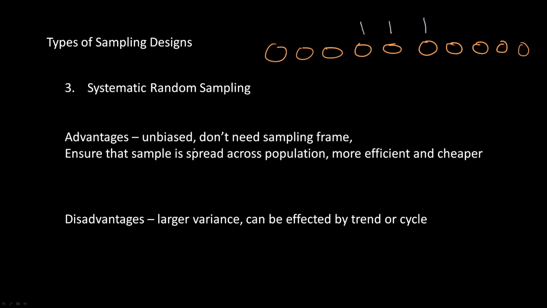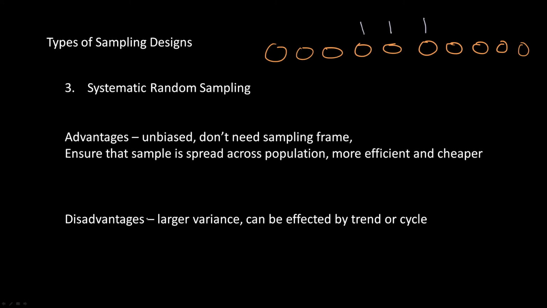But second of all, you can ensure that the sample is spread across the population because you're selecting people right next to each other, and you can ensure that you get some form of the population in there. Also, it's more efficient and cheaper insofar as you don't need the sampling frame and you won't need exhaustive lists of people in order to conduct your sample.